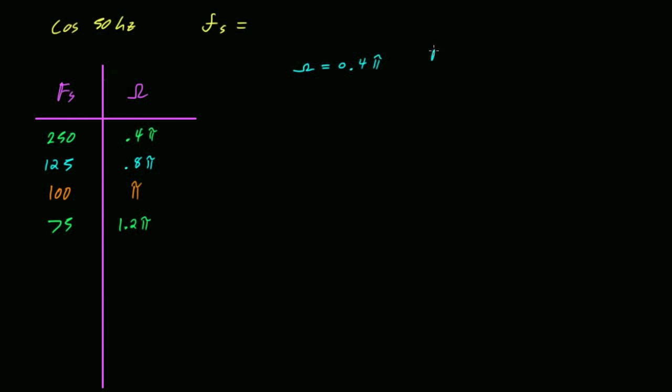250, you can work out the continuous time frequency in hertz. What was it? Omega equals 2 pi f over the sampling frequency. So if I take omega fs over 2 pi, I should be able to get my continuous time frequency back, right? I'm just putting the equation backwards. So 0.4 pi times 250 divided by 2 pi had better come back out to be 50 hertz, right?